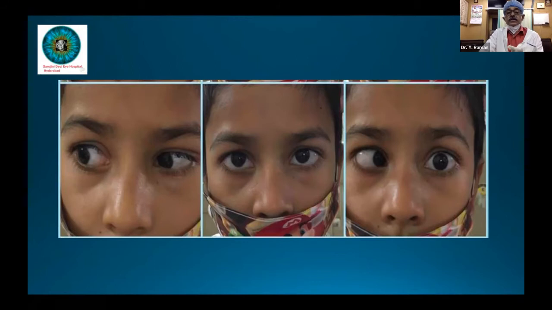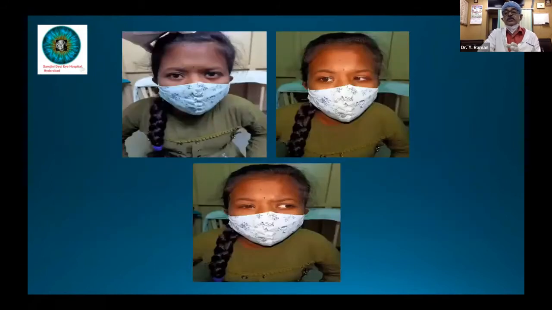DRS type 1. Looking at this child, when the child is looking to the right, the left eye palpebral fissure is narrowing and the right eye palpebral fissure is widening. When the child is looking to the left, the right eye palpebral fissure is narrowing and the left eye palpebral fissure is widening. Not only that, there is restriction of ocular movement in adduction in both eyes. So this is bilateral DRS.